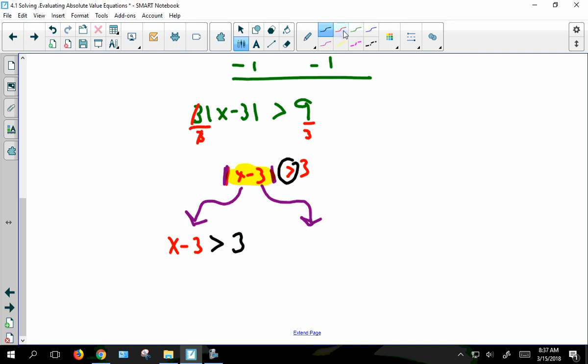Now, over here, I'm going to take the x minus 3 out. However, over here, which sign am I going to use? I'm going to flip it. Less than. Am I going to use this answer? No, I'm going to use negative 3. Then I solve. x is greater than 6. And I solve. x is less than what? 0, because I'm adding 3. Negative 3 plus 3 is 0.